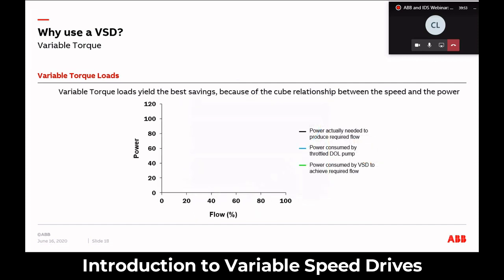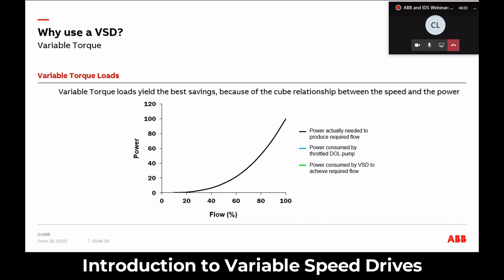And this power flow relationship is what's considered the cube laws or the affinity laws, where the power is the speed cubed, the flow is typically the speed squared, and the head is typically proportional to the speed itself, at least anyway. So variable torque loads yield the best savings because of that cube relationship between the speed and power.